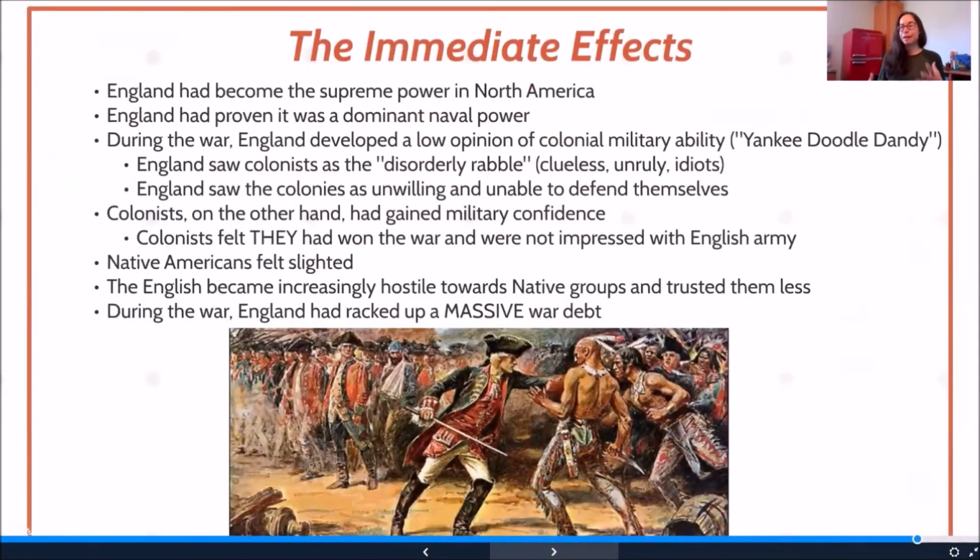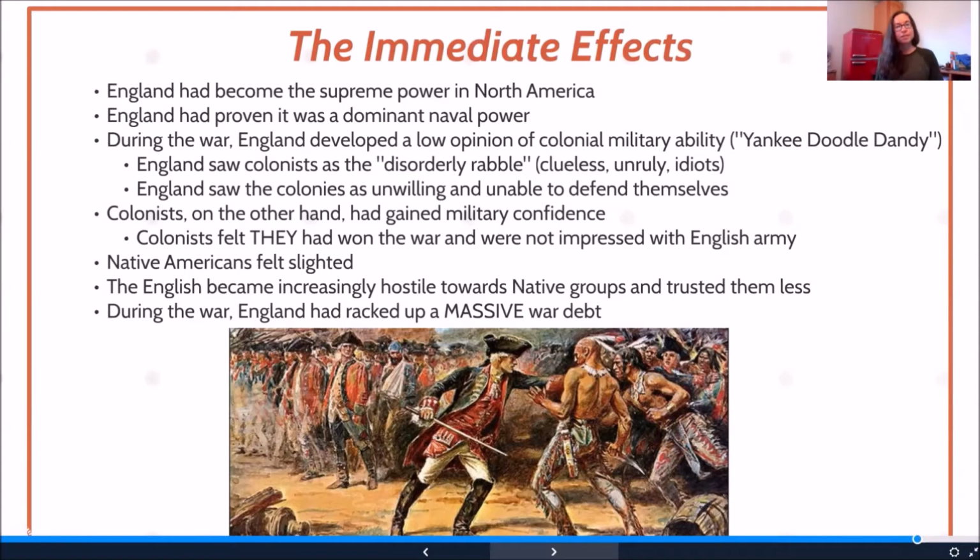So there were immediate effects after this. England became the supreme power in North America. They had the most land, they had the most influence. And England had proven, finally, that it was a dominant naval power. During the war, England developed a low opinion of the colonial military. They called them Yankee Doodles. And they saw colonists as a disorderly rabble. They saw the colonies as unwilling and unable to defend themselves. They basically saw the colonists as children who couldn't take care of themselves and needed to be protected by this mother country.